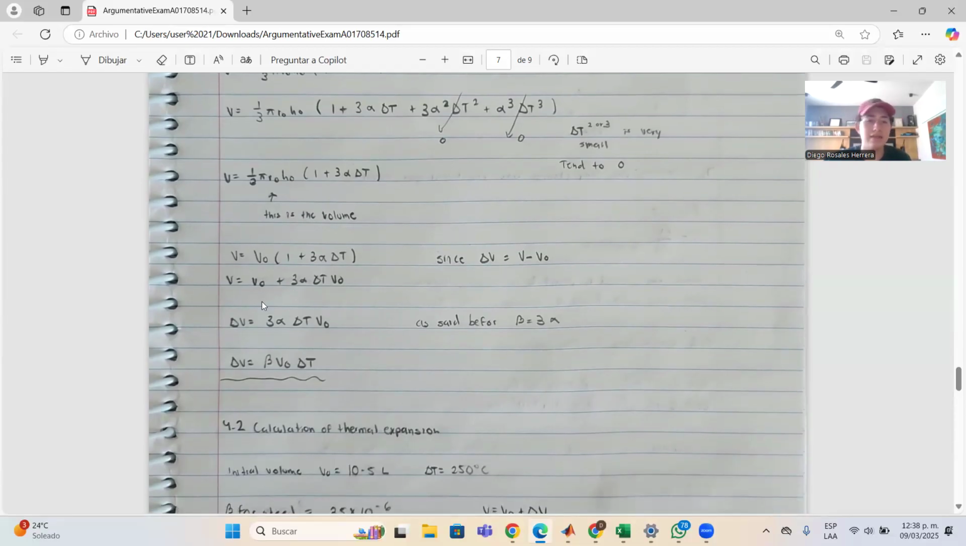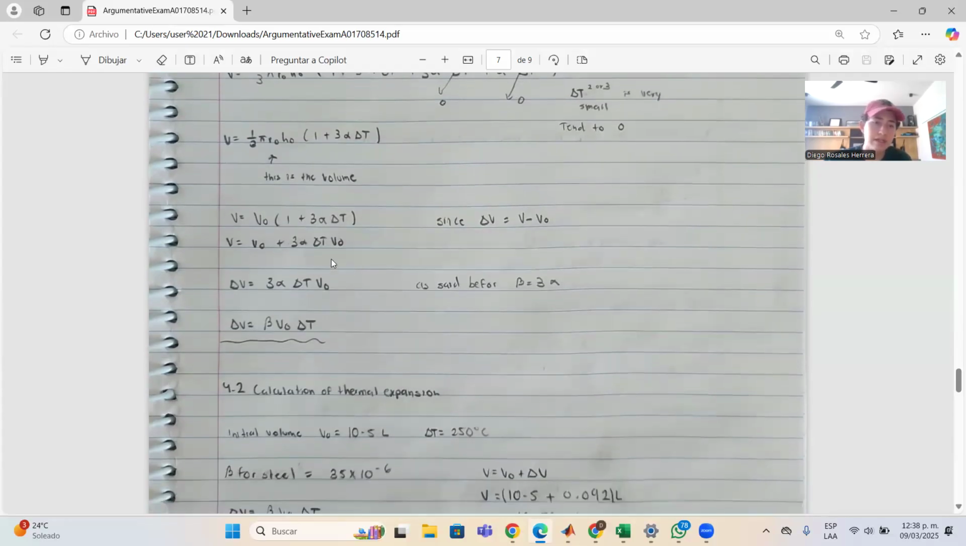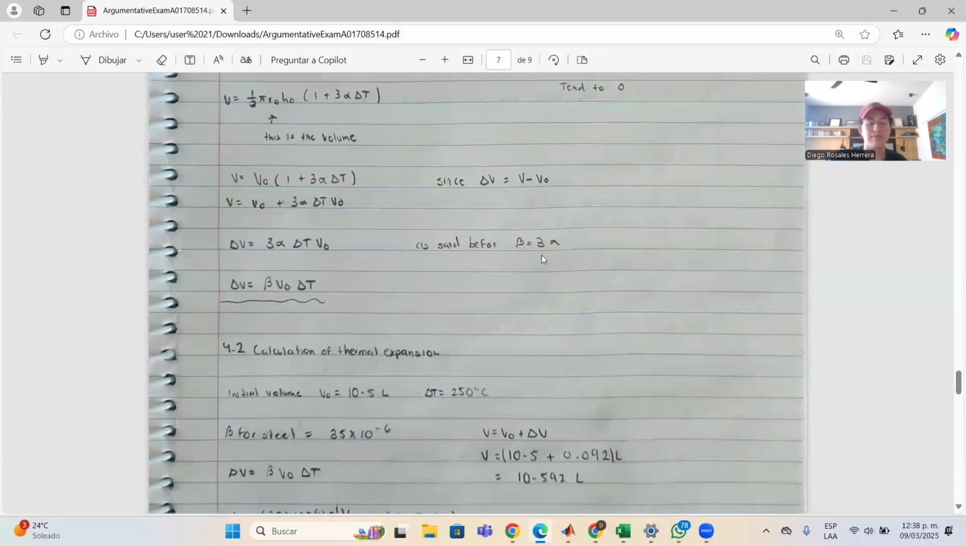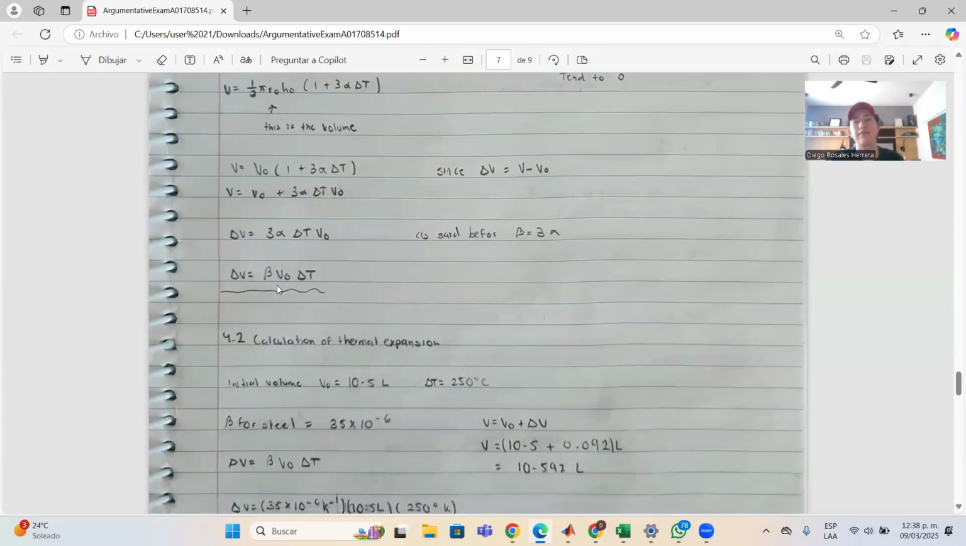So we can just change this to V0. Now expand these terms, and we get this equation. And since delta V equals V minus V0, then we can rewrite this as delta V equals 3 alpha delta T V0, and the V coefficient equals just 3 alpha. So we can place this into the equation, and we get the same equation as we were looking for. So delta V equals beta V0 delta T.